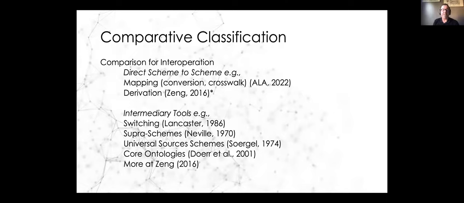Intermediary tools are abundant and they are called many different names. But from the 80s, we have switching languages from Lancaster. In the 70s, we have super schemes, which are sort of like what we might call upper level ontologies today. And then universal sources, core ontologies, and there's a whole bunch more listed in the Zhang article as well.